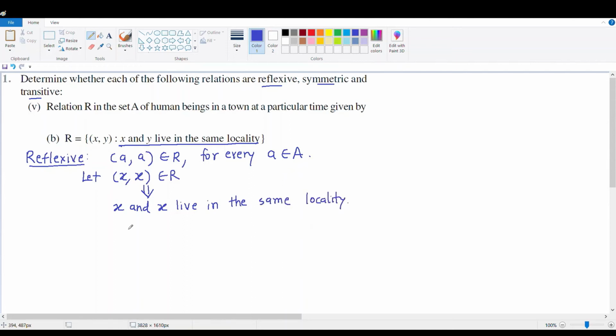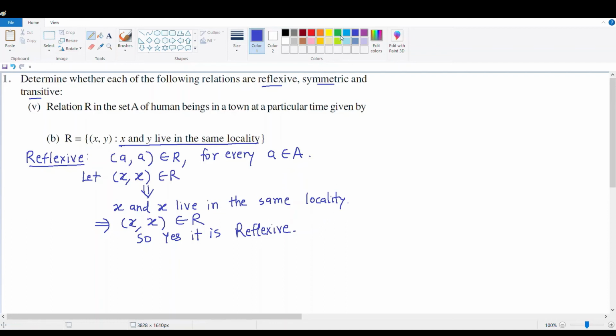Of course that makes sense, because that person itself is of course going to live in the same locality, right? So every human being is related to himself. So of course x comma x is going to belong to R. So yes, it is reflexive.